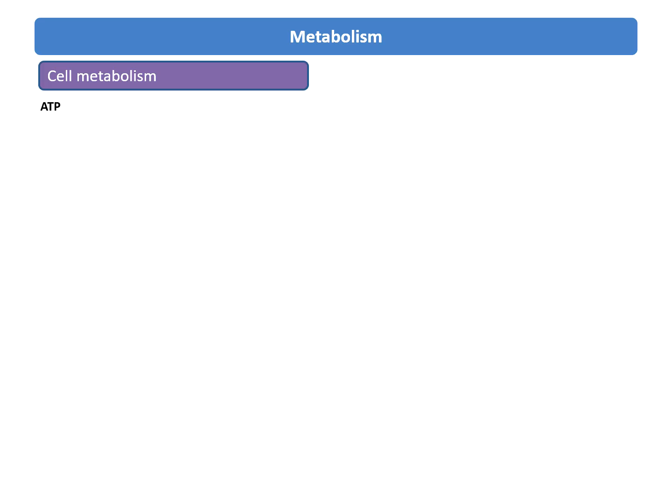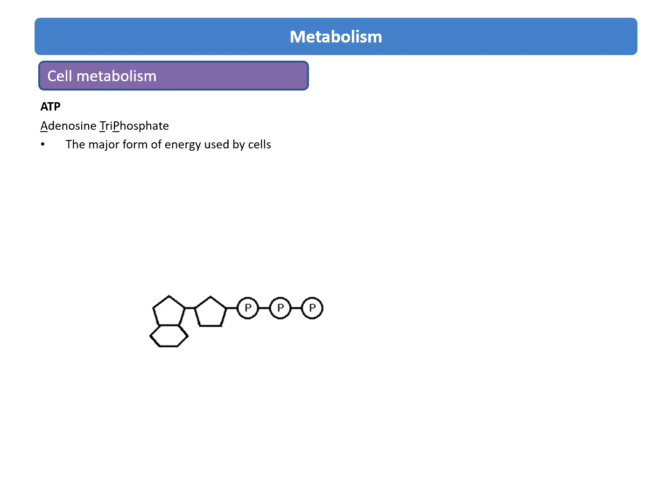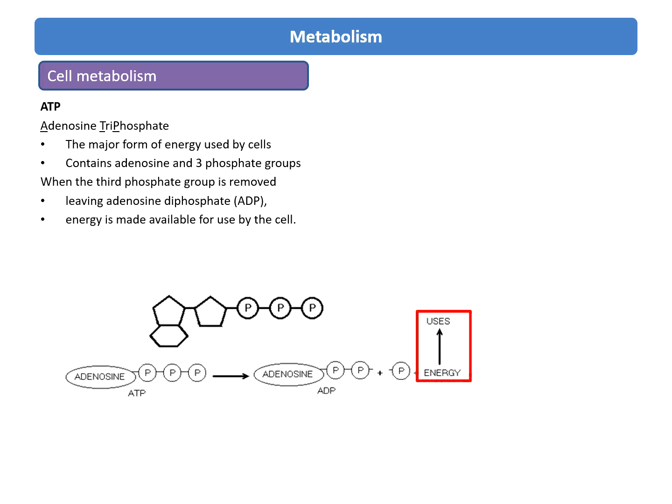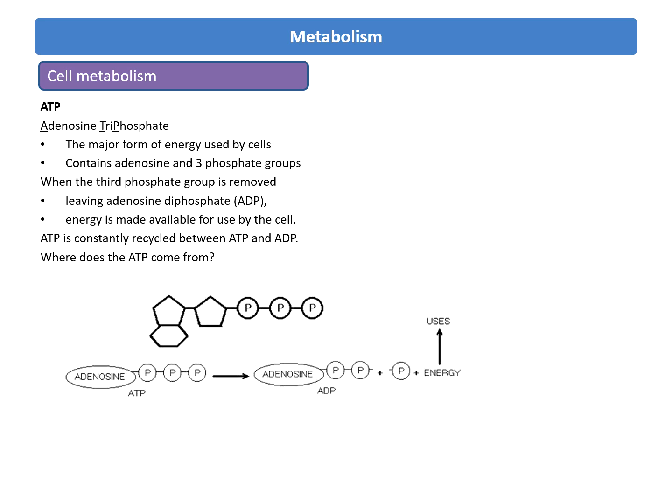Let's look at ATP first. ATP stands for adenosine triphosphate. It's the major form of energy, as we said, used by cells of the body. It contains an adenosine part and 3 phosphate groups. When the third phosphate group is removed, it leaves a molecule called adenosine diphosphate, 2 phosphates. Energy is made available for use by the cells. ATP is constantly recycled between ATP and ADP. Where does the ATP come from?